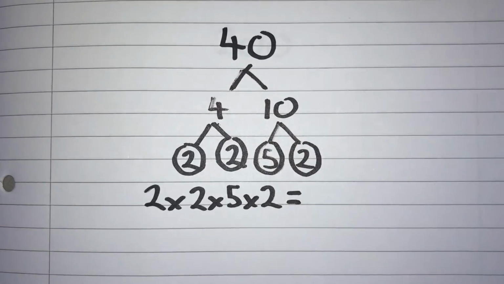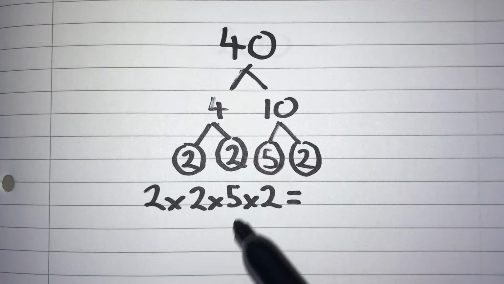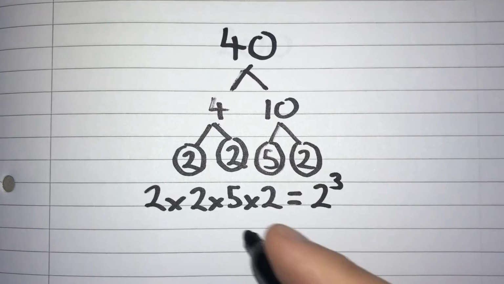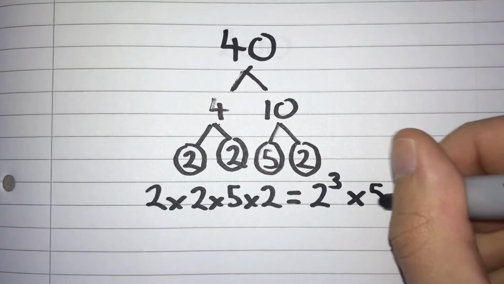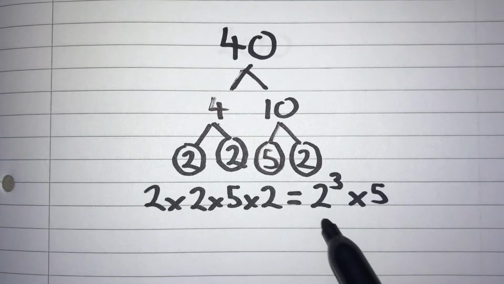Now usually when we're writing these products of prime factors, we'd write them in an index form. What that means is we're going to have a power somewhere. In this case, where we've got 3 2's multiplied together, you'd have 2 cubed and still multiplied by this 5. And if we were then to multiply all this back out again, we'd get 40. So our answer for this one would be 2 cubed multiplied by 5.